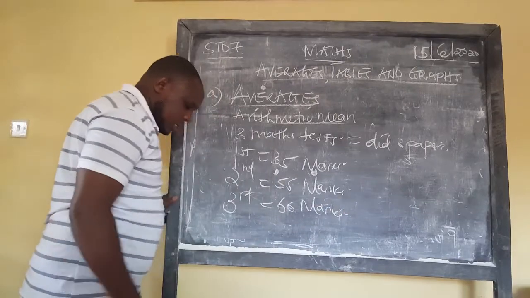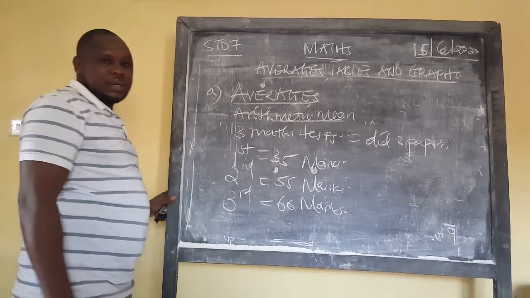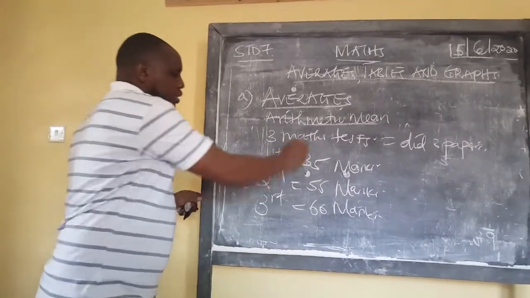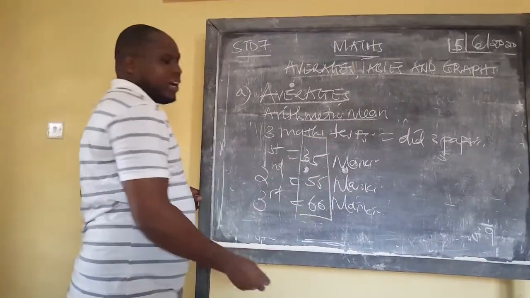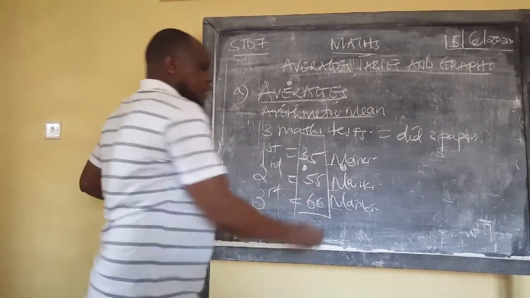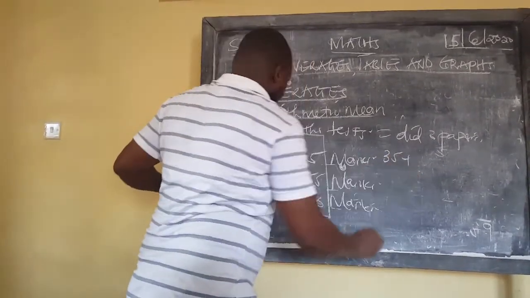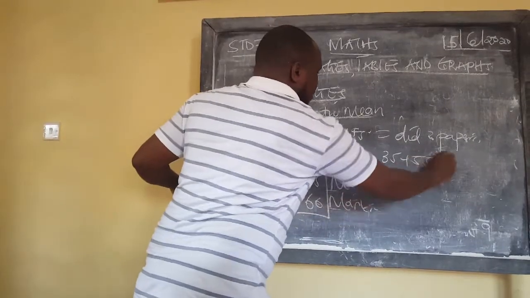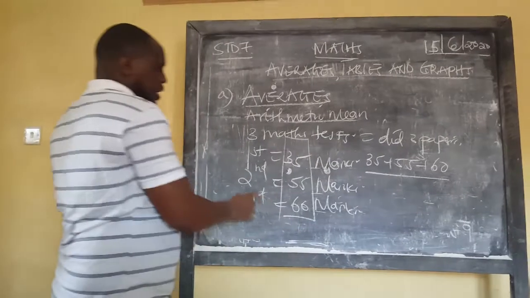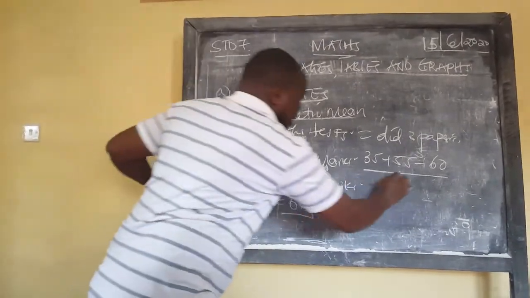The question goes, what was his mean mark for the 3 tests? Mean mark, remember what we said mean? We add all these items, then we divide by how many they are. There are 1, 2, and then 3. So we're getting 5 plus 55 plus 60 over, how many items are there? 1, 2, 3, divide by 3.